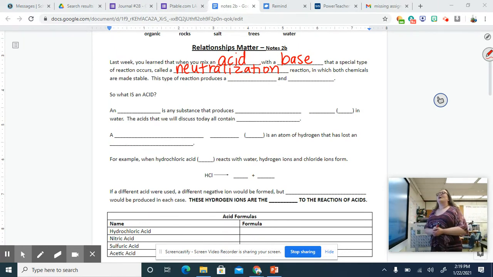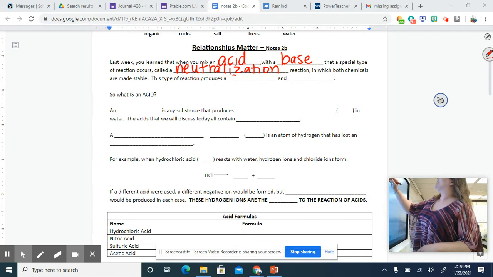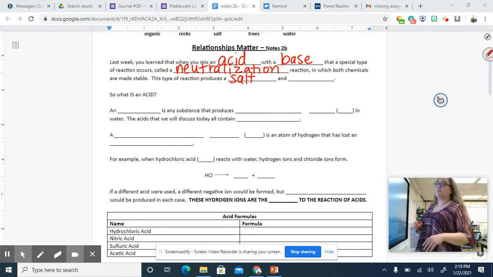Okay. When you take that acid and base, it doesn't matter. It could be a burn your face off acid and a burn your face off base. But when the two of them come together and neutralize each other, they are neutralized. And we get a salt, and it could be a number of different types of salt. We talked about those last week, and water.